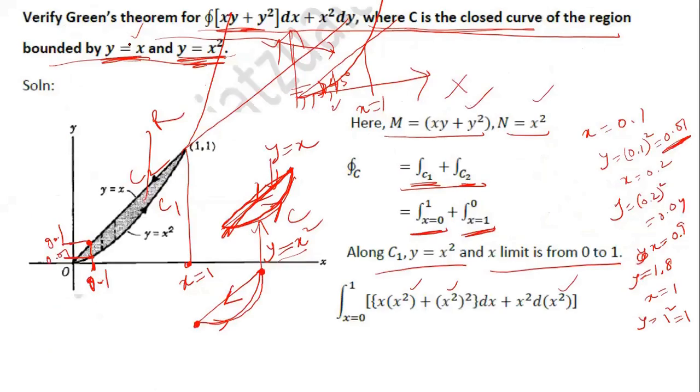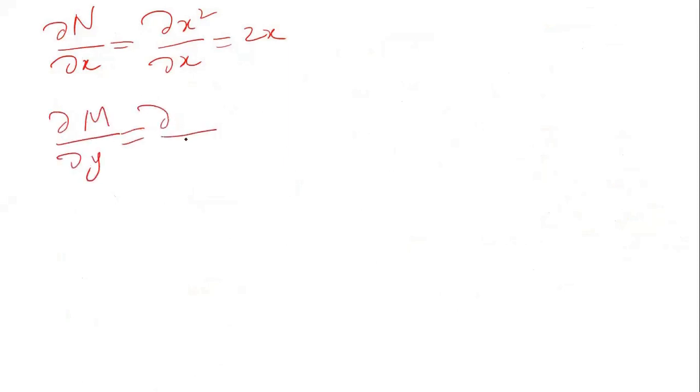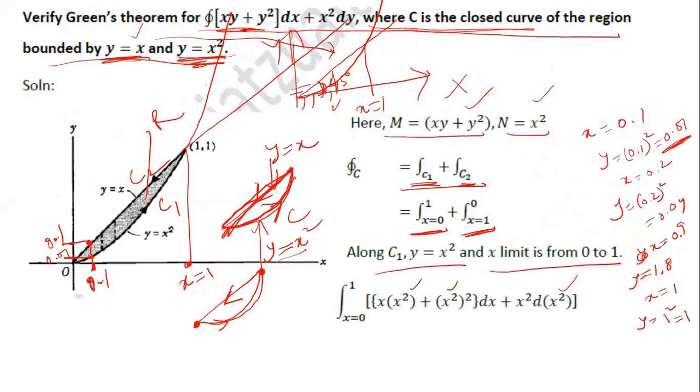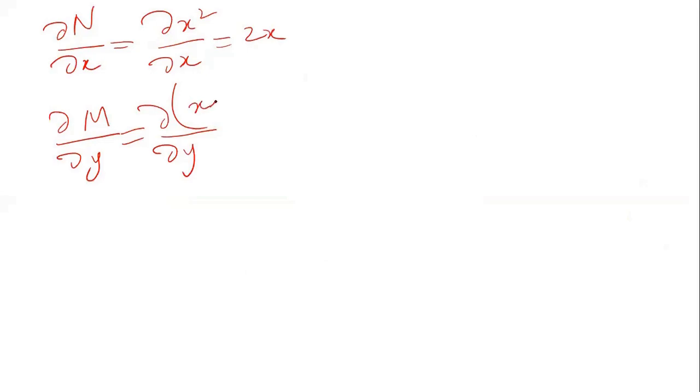Del N upon del x will be, what is our N here? x square, right? So del x square upon del x will be 2x. Your del M upon del y will be del upon del y of what is our M here. Our M here is xy plus y square. So differentiating with respect to y, you will have this as x plus 2y.